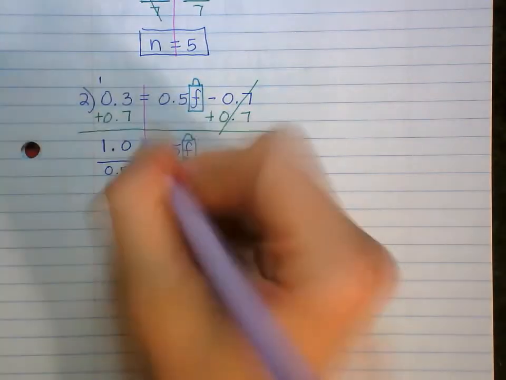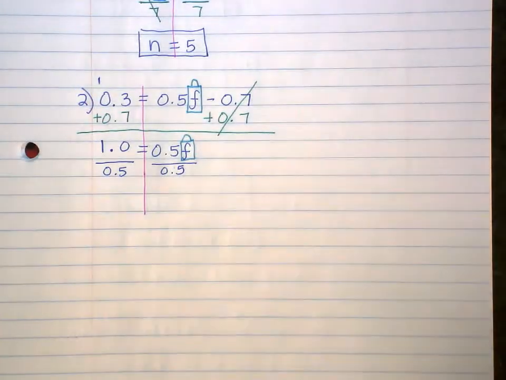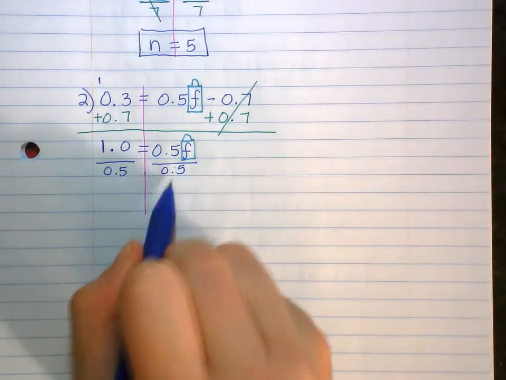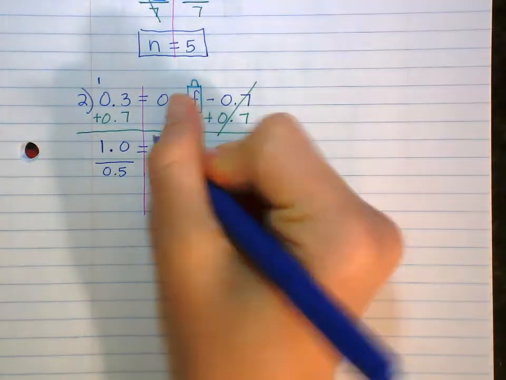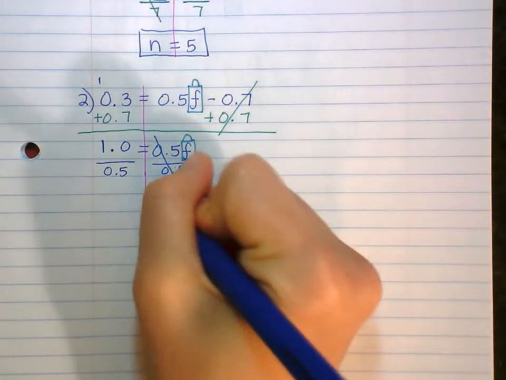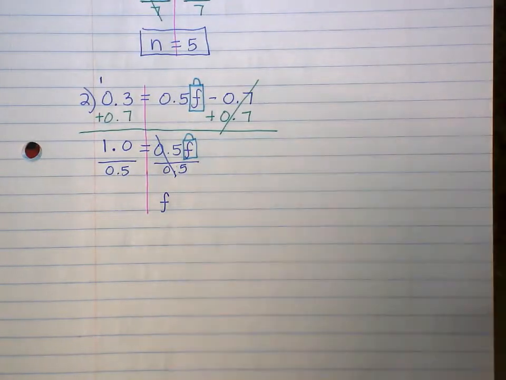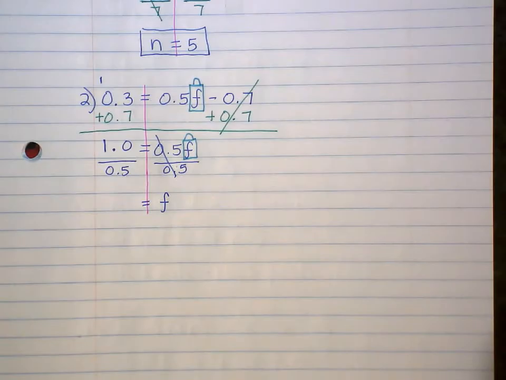Now, why do we divide by the coefficient? Why do we divide by the number in front of the variable? Think about it. Do you know why? Well, that's how we get the variable by itself. 0.5 divided by 0.5. Any number divided by itself is 1. We're lazy. We don't write the 1, so we're just left with the f. That's why you divide by the coefficient, because it cancels out.